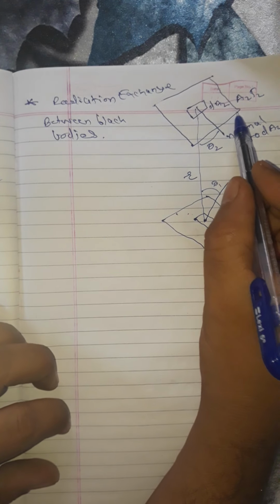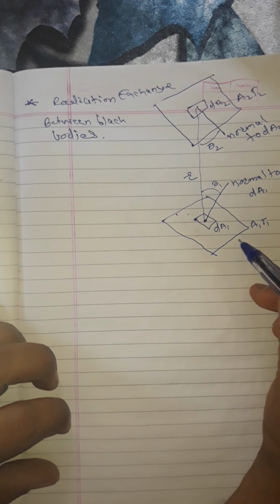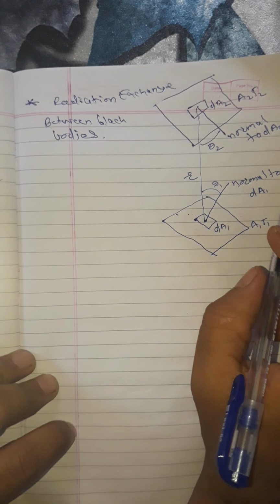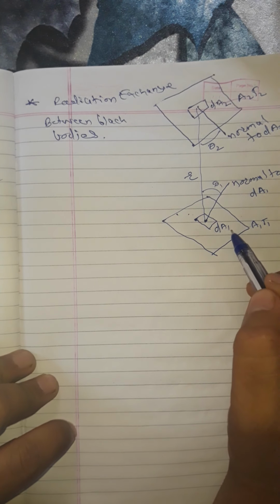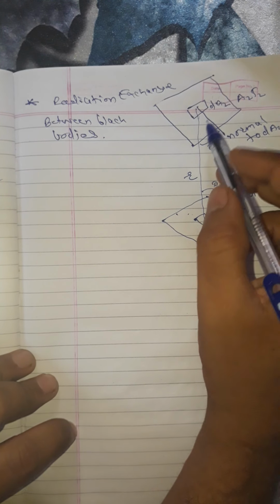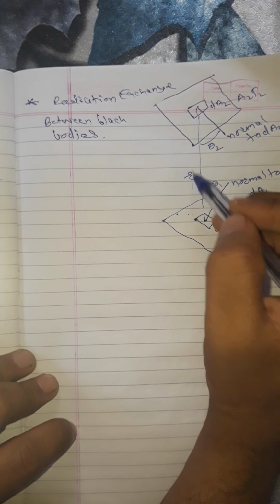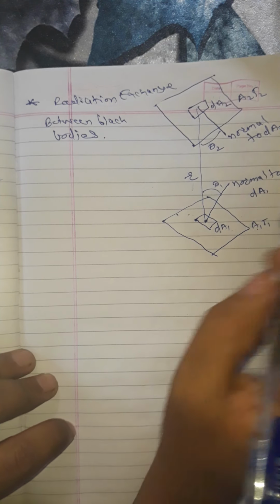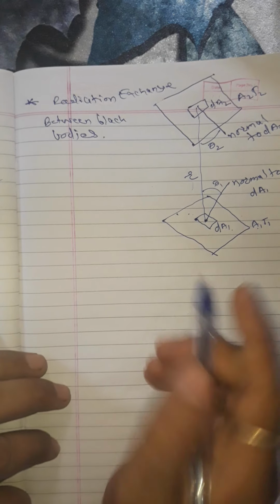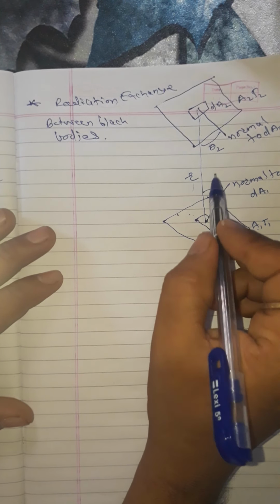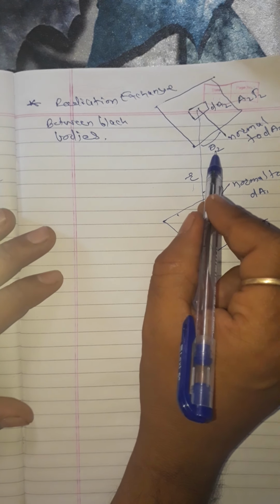Consider this is body A2 having temperature T2 and this is body A1 having temperature T1, right? Let us consider heat exchange between dA1, small part of A1, and dA2, small part of A2, separated by non-absorbing medium and having areas A1 and A2 with temperature T1 and T2. The elementary areas are at a distance r, and the normal to these areas makes angle theta 1 and theta 2, right?